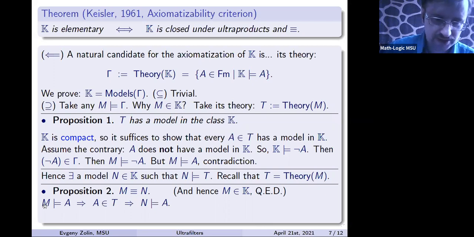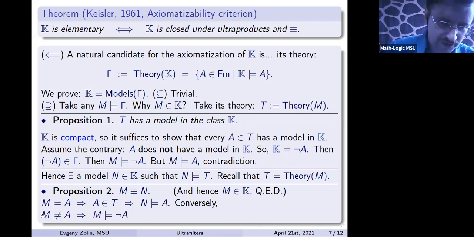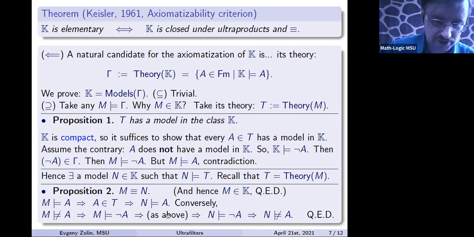One direction is by construction. If A holds on M, then A holds on N. The other direction is easy. If A doesn't hold on M, then its negation holds. And then we can proceed as before and obtain that it doesn't hold on N. So if and only if. So they are elementary equivalent. And therefore, since N is an element of K, M is again an element of K because K is closed under elementary equivalence. So in proposition 1, we used that K is compact.